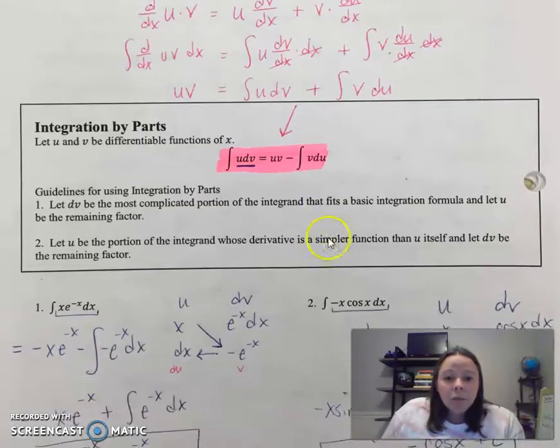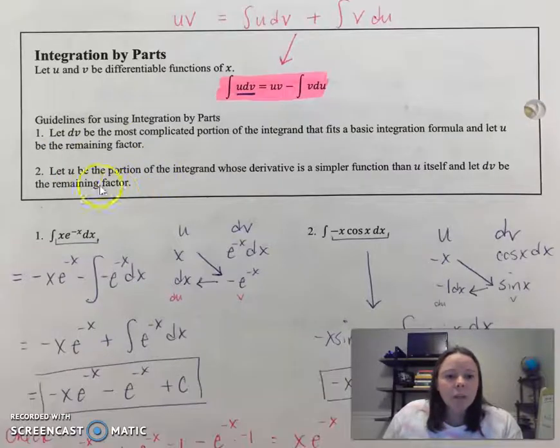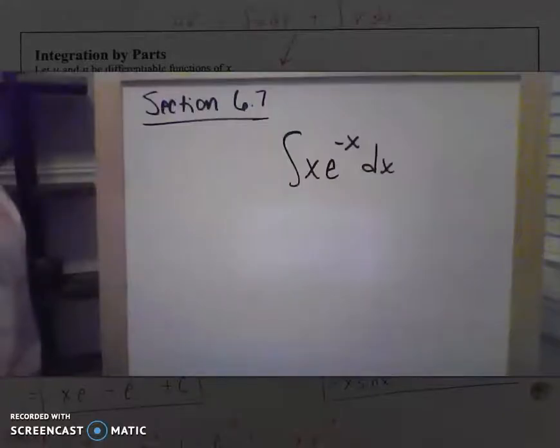Now there are some tips to doing integration by parts. Try to make the more complicated part the dv. Sometimes that works. Let u be the portion of the integrand whose derivative is simpler. A lot of times the polynomial functions will be the u, but you'll get to see this when we actually do some examples. Okay, so here's our first example.